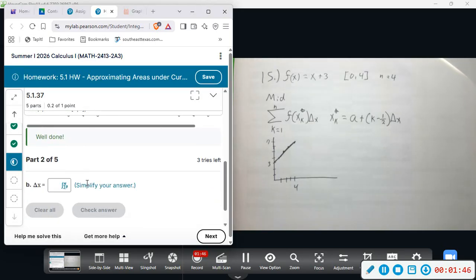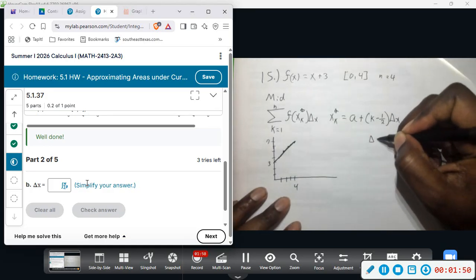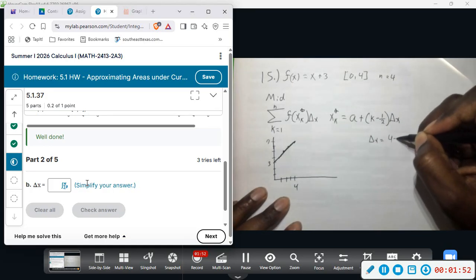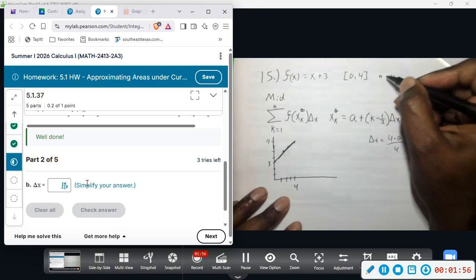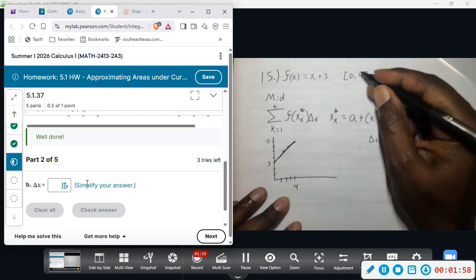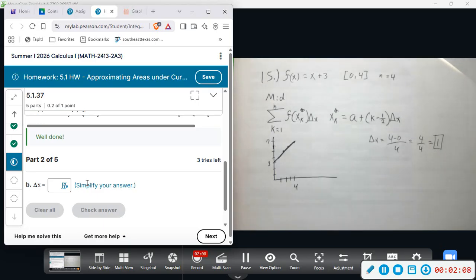Now we're going to do the change in x. So 4 minus 0 divided by 4. You divide by 4 because of how many tick marks you want. 4 minus 0 comes from your domain. So we get 4 divided by 4, which equals 1. So our change in x is just 1, which is really nice.